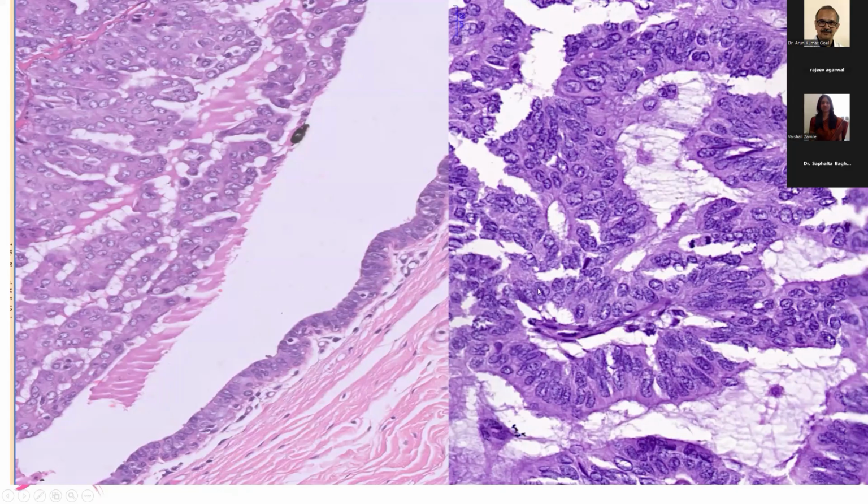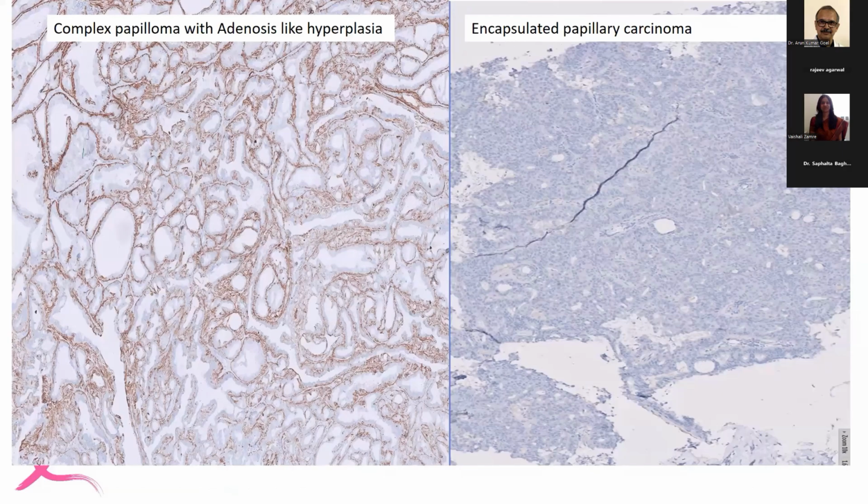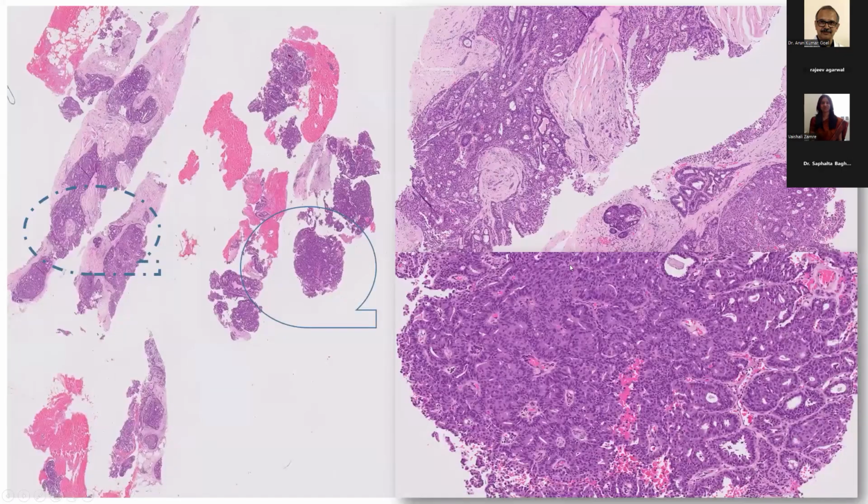So if you have a benign duct wall lining, that lesion is benign. So we do myoepithelial markers. It's very abundantly present in the left side region. On the right side regions, they are not present because it's an encapsulated papillary carcinoma.